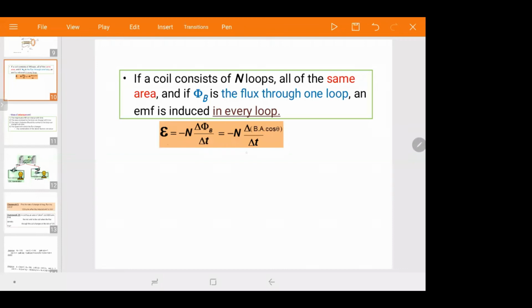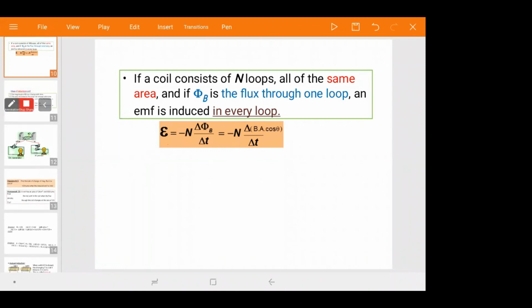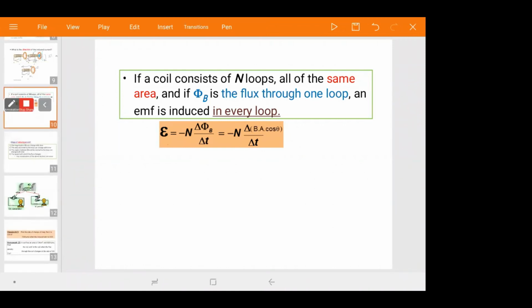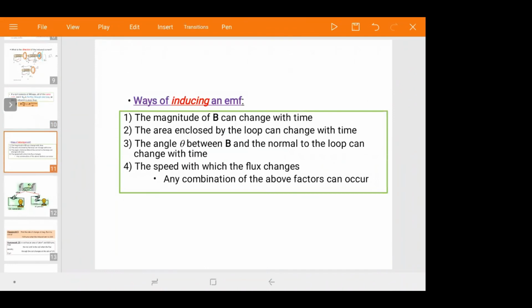How do you roll the wire inside the magnetic field in such a way that the angle between A and B is 0 degrees, or do you move it in a different direction? So the angle too affects it. So there are about three factors that affect the change of flux, the induced EMF. That's what is written here: the magnetic field B, the area enclosed, and so on.